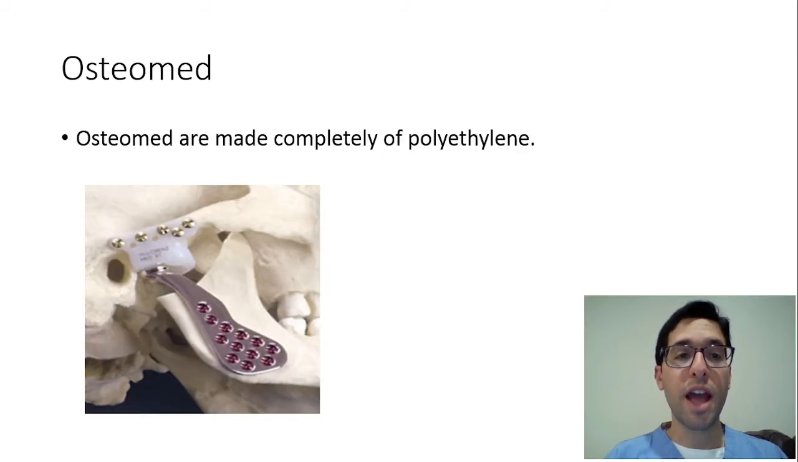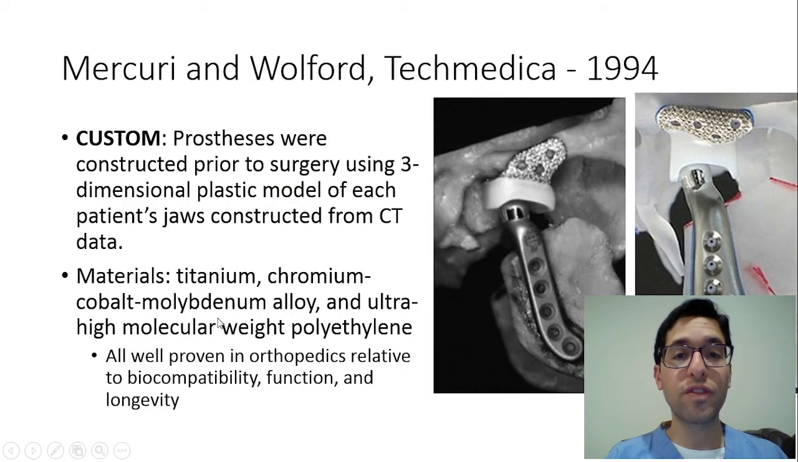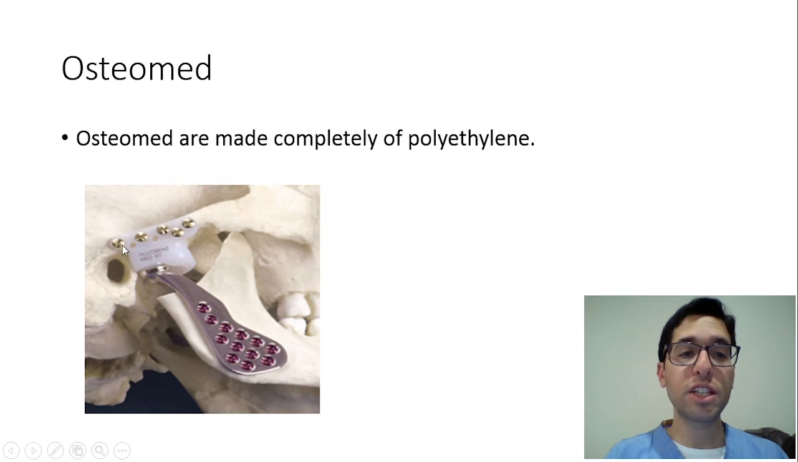And then the biggest competitor to Techmedica was the Osteomed prosthesis, which is, I guess, the modern day Lorenz Biomet prosthesis. Lorenz Biomet is very similar to TMJ Concepts. They use the chromium, cobalt, molybdenum. They use the ultra high molecular weight polyethylene. The only difference is they don't use the titanium mesh, so the fossa prosthesis is entirely made out of polyethylene.